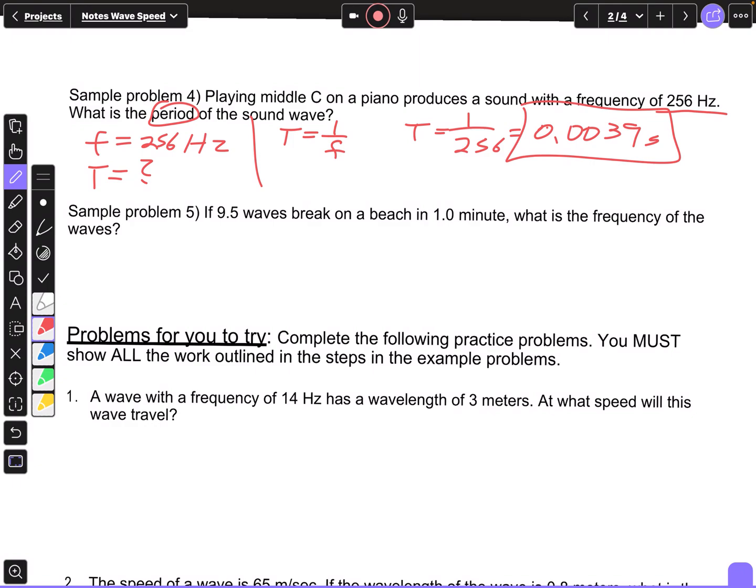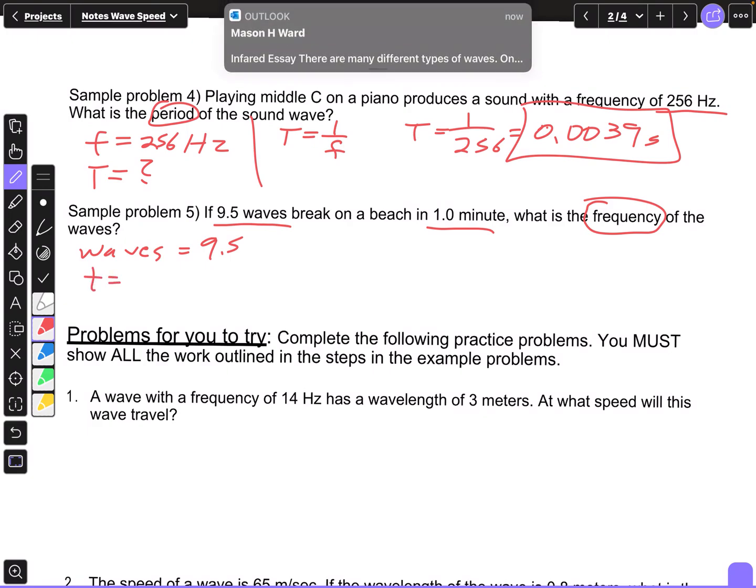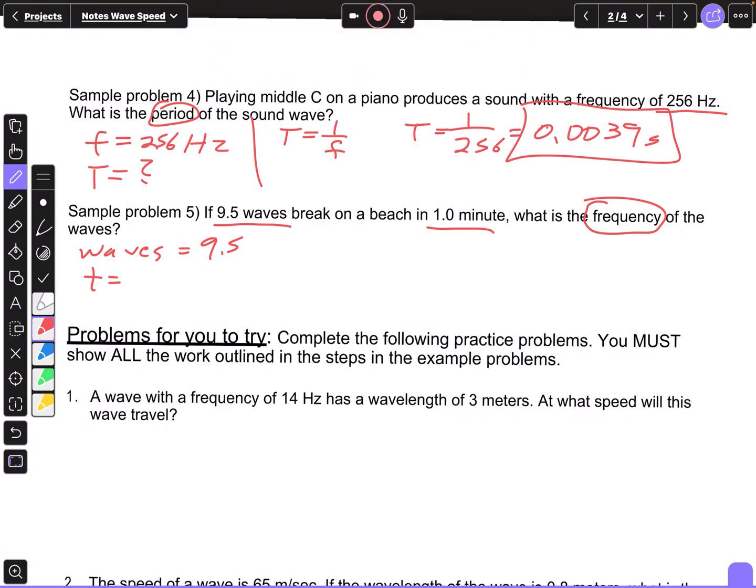If we look at sample problem 5. If 9.5 waves break on a beach in 1 minute, what is the frequency? One other equation that we had, and if we notice we're given waves, a wave number, which is 9.5. We're given a beach, we're given a time of 1.0 minutes. How do I change 1.0 minutes to seconds? I will just multiply it by 60. So that would give me 60 seconds.